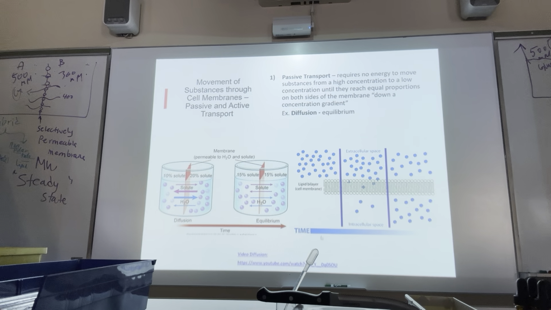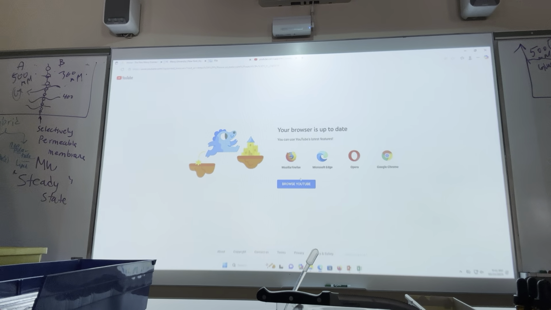If you look here in the plasma membrane, you will see that this is the bilayer leaflet. And there's a nice video in here. Diffusion.